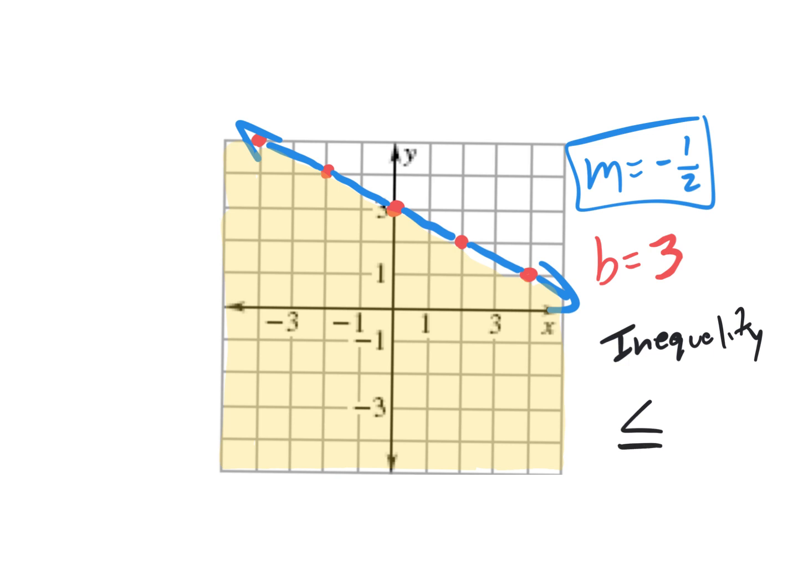And now I could write y equals mx plus b, or y is less than or equal to mx plus b. So you can put the y on this side. The m is -1/2 with the x right next to that slope, and then plus the b value, which happens to be 3. And that's your answer. Y is less than or equal to -1/2 x plus 3.